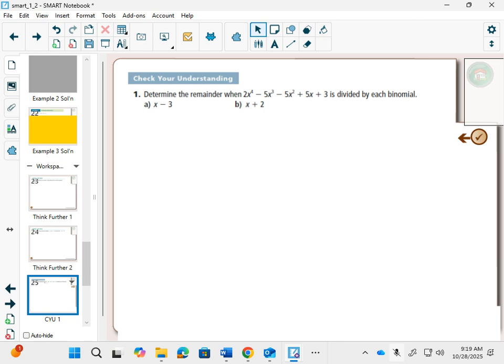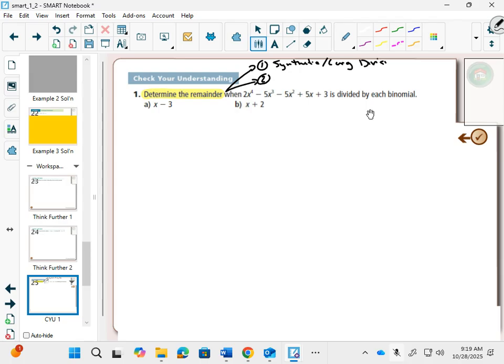it says determine the remainder. And the first thing I'm going to do here is highlight that and draw an arrow, because now we have 2 methods to find your remainder. You can either use synthetic or long division. That's method 1, some sort of division. If you do the whole division, you could find the remainder.